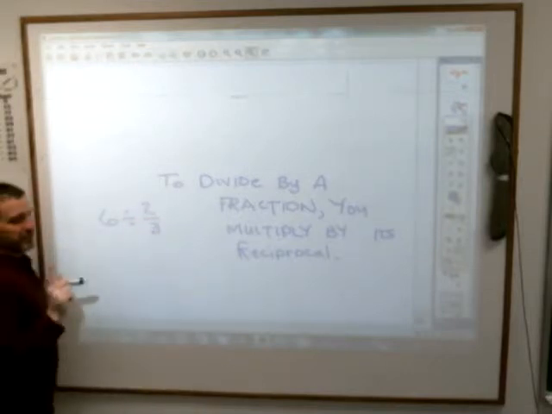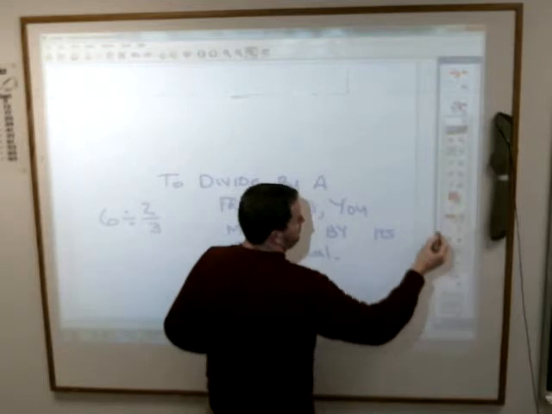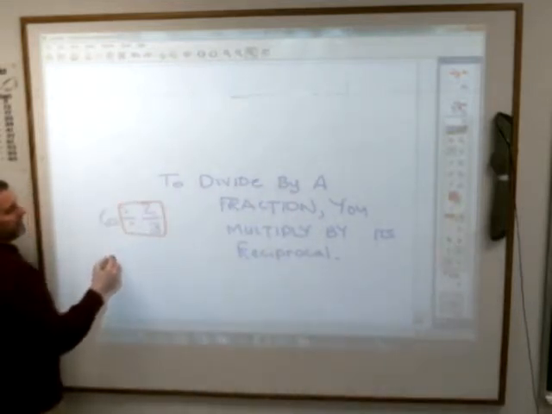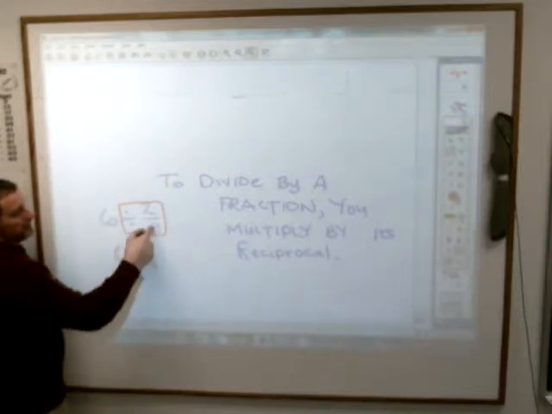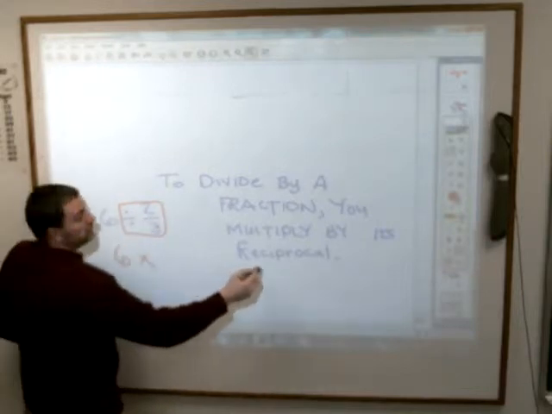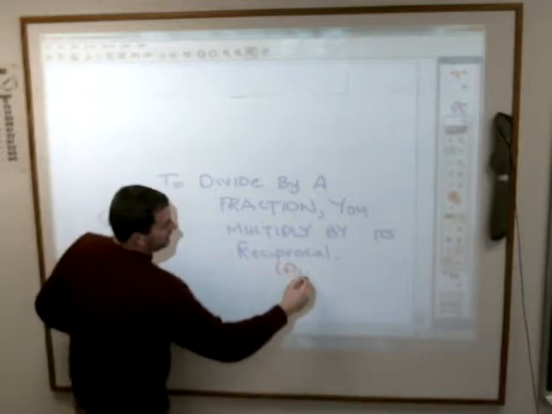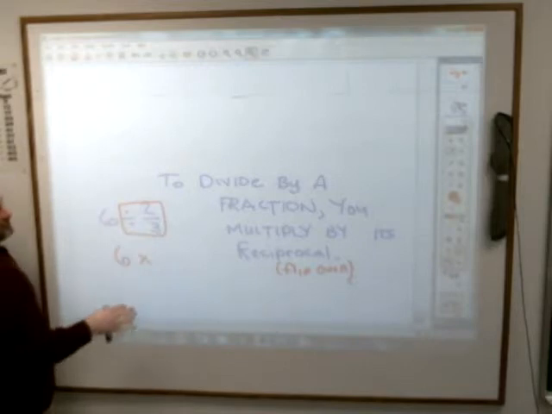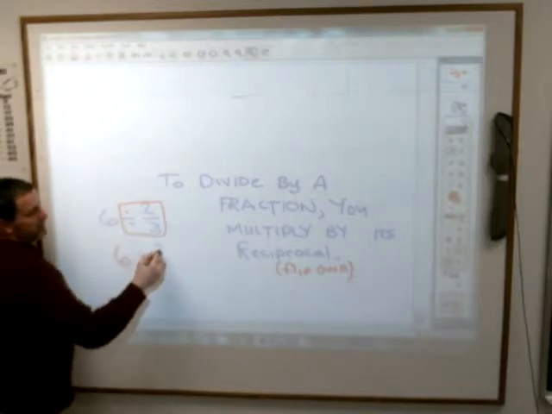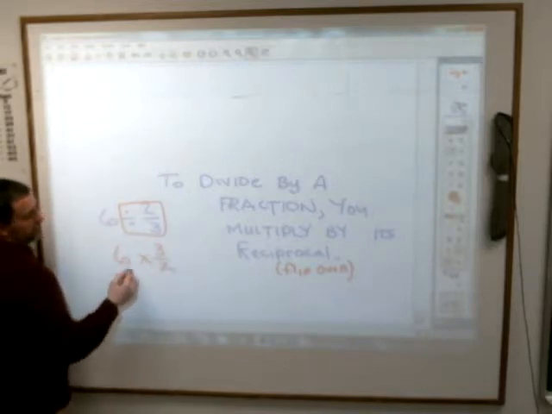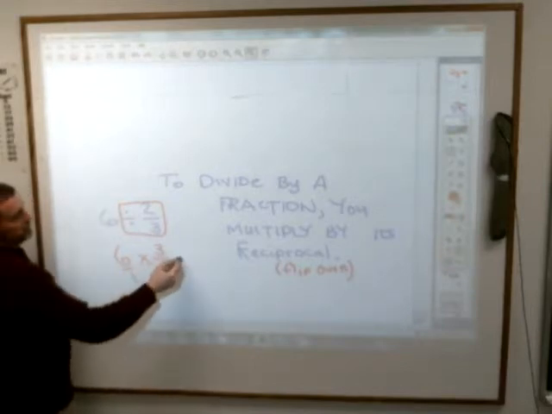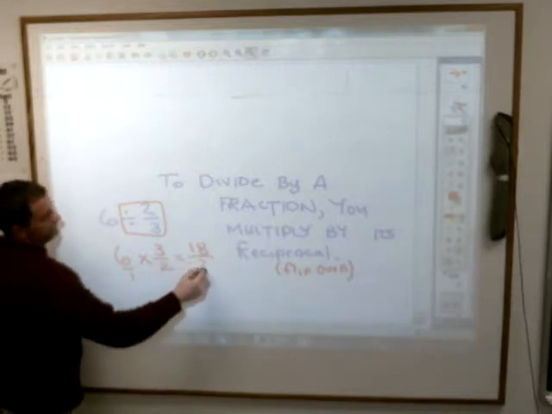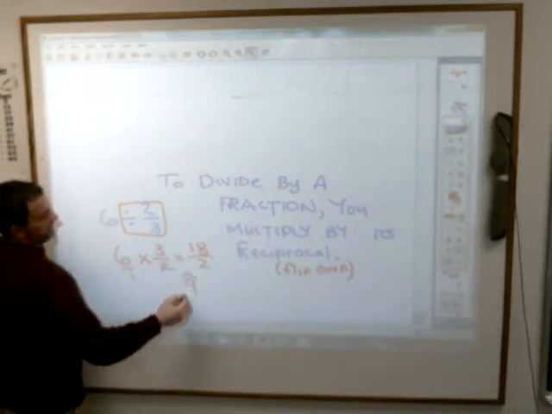6 divided by 2/3 is the same thing, by the way, and it's always the second fraction you do this to. 6 divided by 2/3 is the same thing as 6 times the reciprocal of this, which just means the fraction flipped over. 6 divided by 2/3 is the same thing as 6 times 3/2. So if you make that a fraction, you put it over 1. 6 times 3 is 18. 18 divided by 2 is 9. And that's what we got.